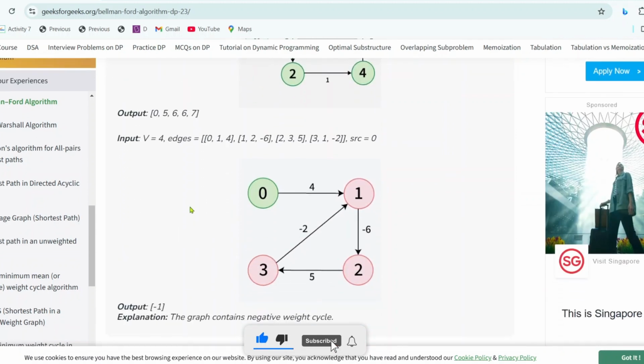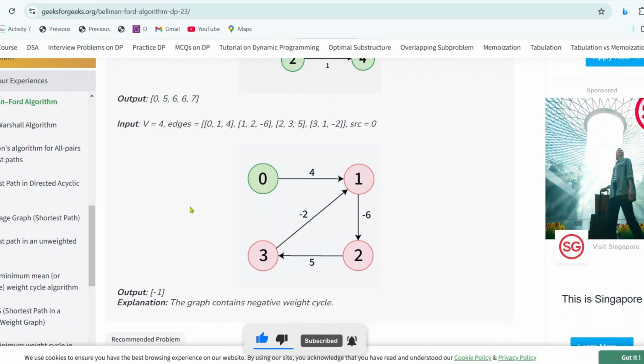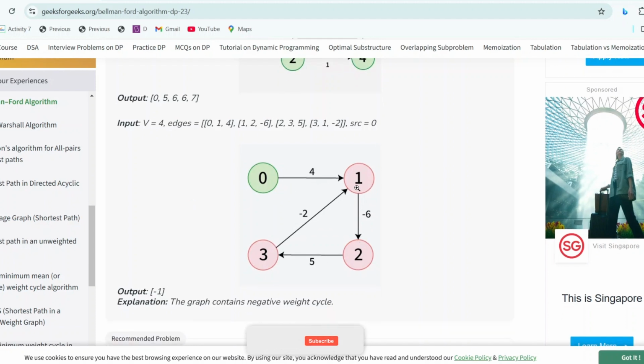But in example 2, there is a cycle. We clearly observe that there is a cycle from 1 to 2, and then 2 to 3, and then 3 to 1. So if we find a cycle, then we need to check if it is a negative weight cycle or not. If we consider 1 to 2, the weight is 6. Then 2 to 3, the weight is minus 6 plus 5. It is minus 1. It is also fine.